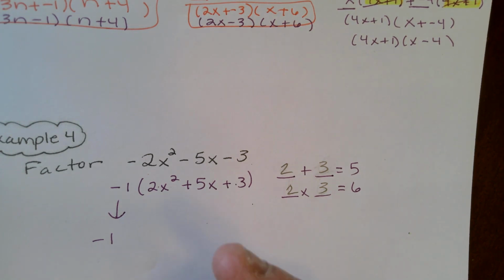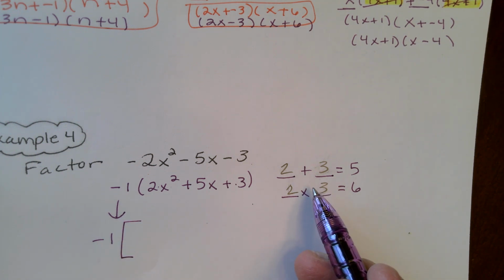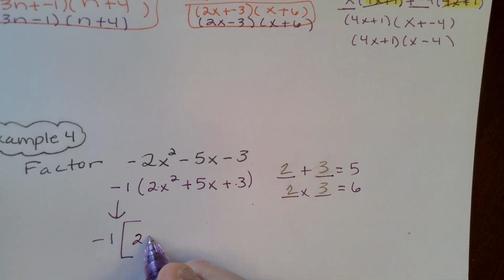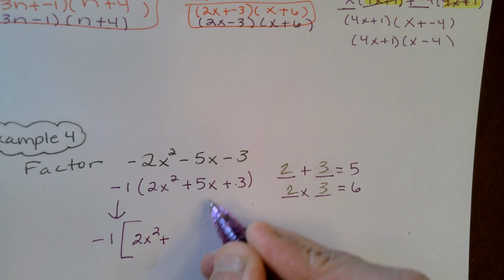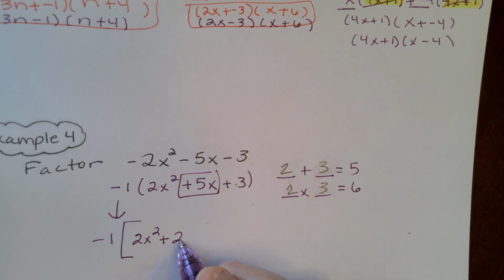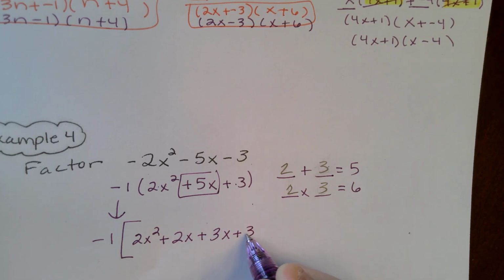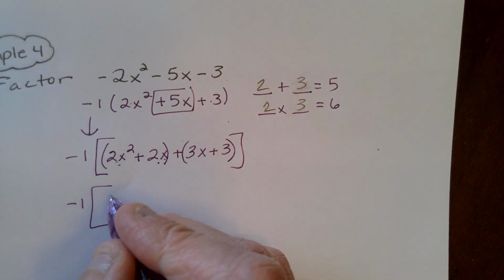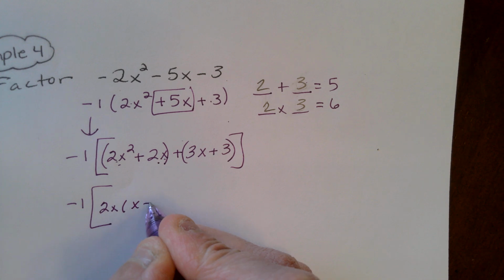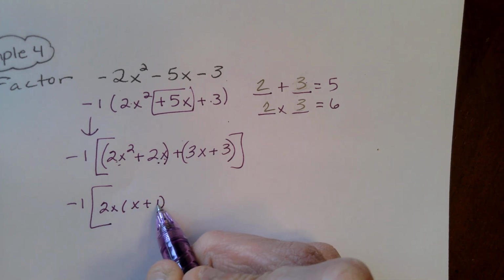Try something else. So let's go ahead, and I'm going to put a big bracket here for us to do our work here. I'm going to rewrite that, 2x squared plus 2x plus 3x plus 3. Now, box or parentheses and GCF. So what can you take out of these? You take a 2x out and you're left with an x plus 1. Don't forget there is a 1 there. You can't just say x.